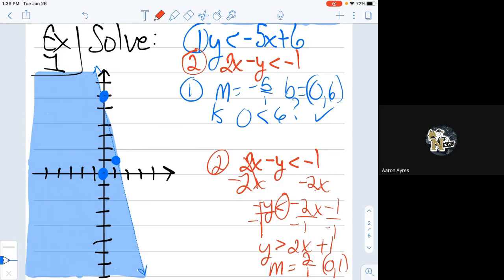Okay. All right. We're going to start at 0, 1. Right there. We're going to go up to the right 1, right here. I believe this is also a dashed line. Is that correct? Let's see if I can get that just a little bit better here. There we go.